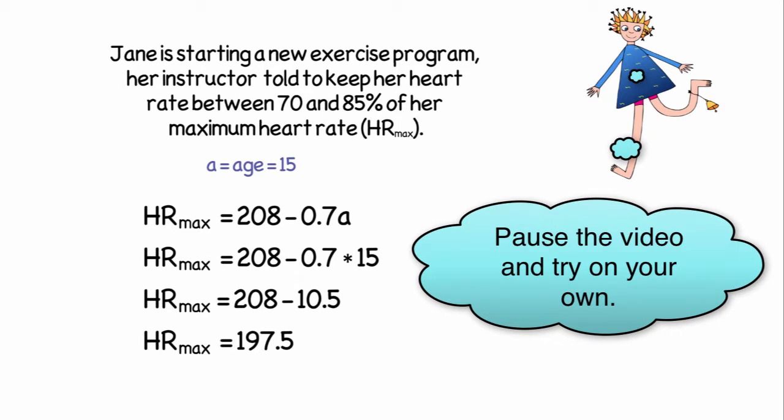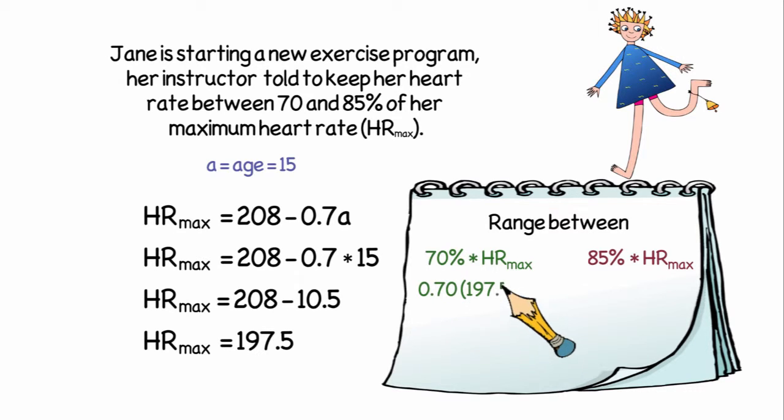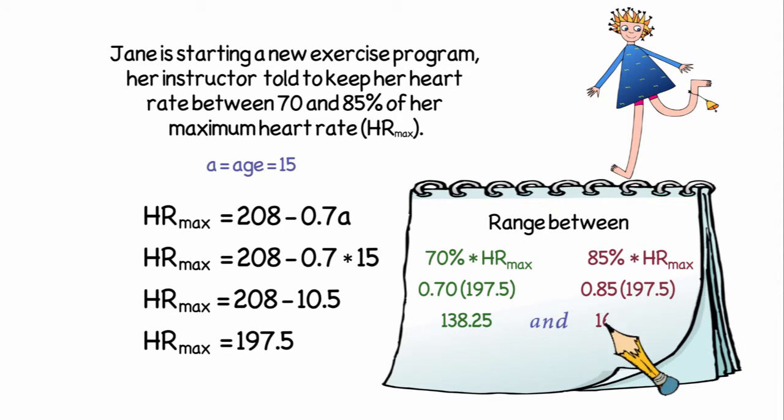So, can you find the range? To find this range, we will be multiplying her maximum heart rate times 70% for the lower end and times 85% for the higher end. First, we'll need to convert our percentages to decimals. So for the lower end, that would give us 0.7 times 197.5. And the higher end of that range would be 0.85 times 197.5. In mathematics, parentheses also can mean multiplication. So when we multiply that, we'll get that she should keep her heart rate between 138.25 and 167.875.